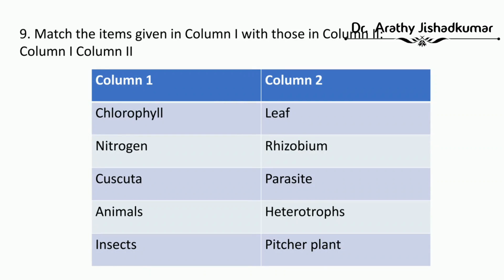Ninth question. Match the items given in column 1 with those in column 2. Chlorophyll is observed in leaves. Nitrogen fixation or nitrogen absorption is done by rhizobium. Cuscuta is an example of a parasitic plant. Animals are heterotrophs. Insectivorous plant is pitcher plant.